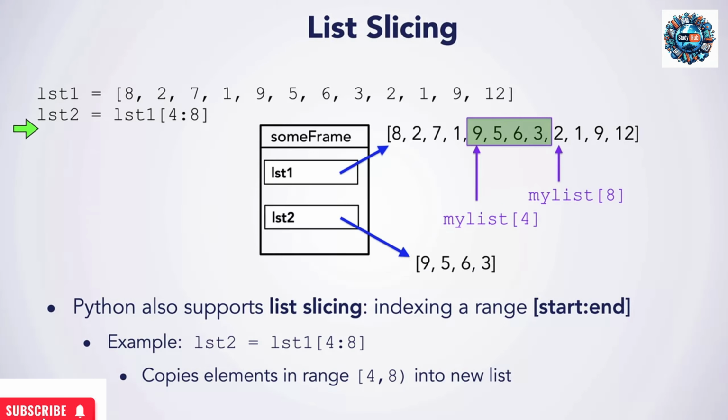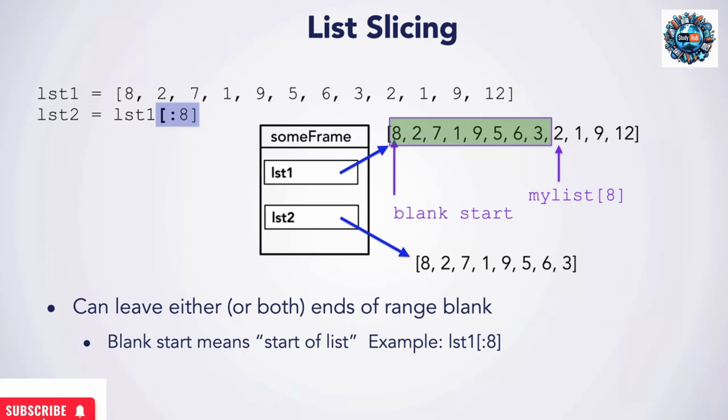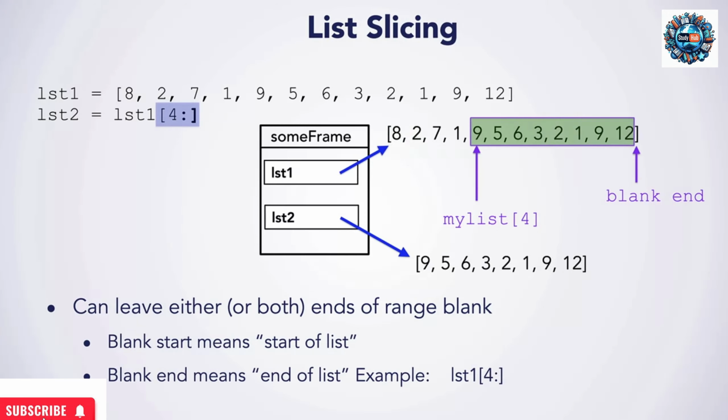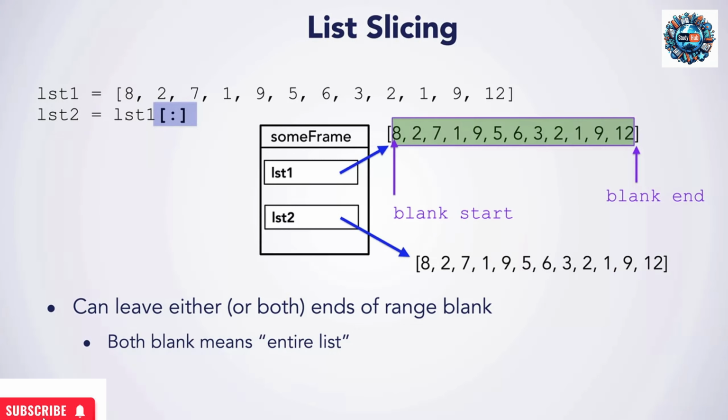Assigning this slice to list2 would copy those elements to a new list in the heap and point list2 at that list. When you use slicing, you can also leave the start portion blank, which means to start at the first element of the list, the same as if you wrote 0 there. Here you can see what happens when you slice with the start being blank and an end of 8. Likewise, you can leave the end position blank, which means to include everything through the end of the list. Here you can see what happens when you slice a list with a start of 4 and the end being blank.